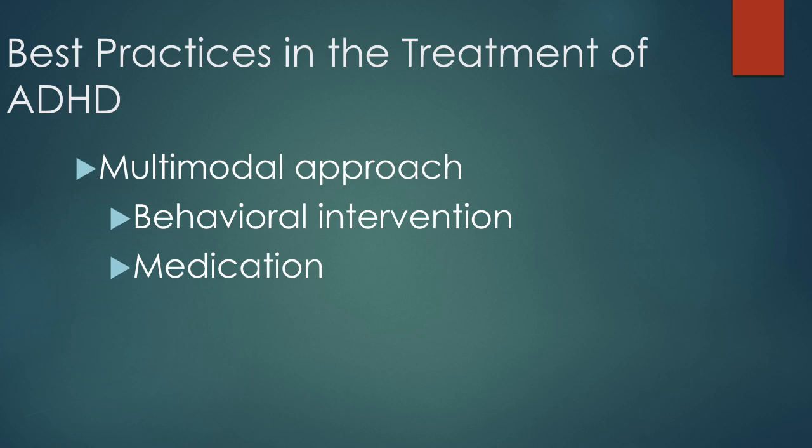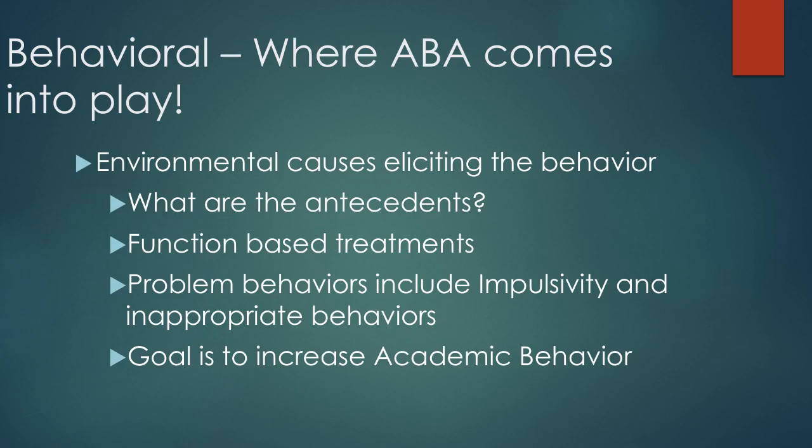The best way to approach treating ADHD is a multimodal approach, behavioral intervention, and medication in combination. The behavioral approach is where ABA comes into play. So, functional behavior analysis and whatnot, with the goal of increasing academic behaviors while decreasing problem behaviors such as impulsivity and inappropriate behaviors such as aggressiveness.